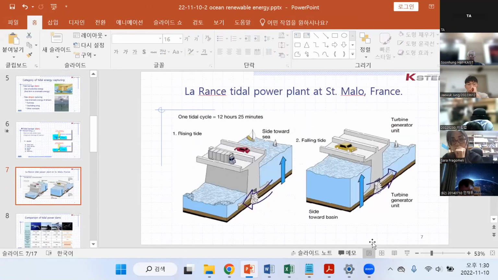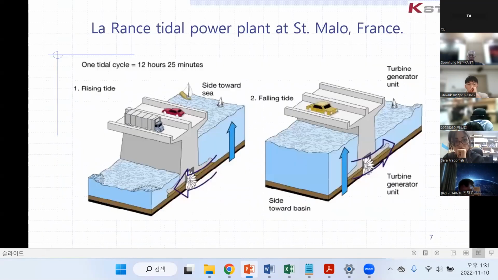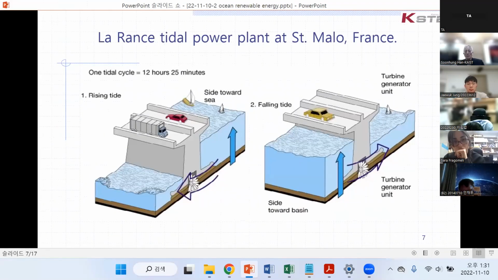This one is from France, I guess. La Rance tidal power plant at Saint-Malo. So the tidal cycle is 12 hours, same as the moon's rotation, with rising tide and falling tide, and turbine generation each way. At the bottom, you see that the water flow direction is changing, but the turbine is still rotating.